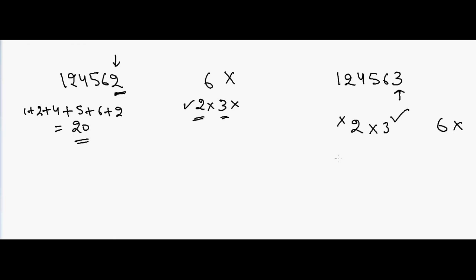Another modification we can make is to add another 6 here. So if I make it 1 2 4 5 6 6, then this is even, and the sum will still be divisible by 3. So it passes the test both for 2 and 3, and therefore it should be divisible by 6. So that's how we do the test for divisibility by 6.